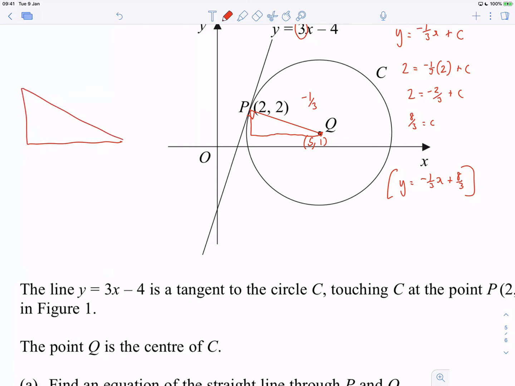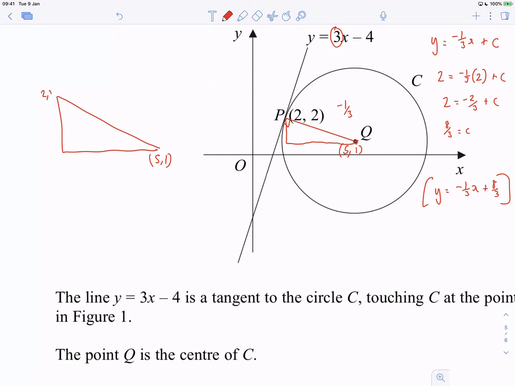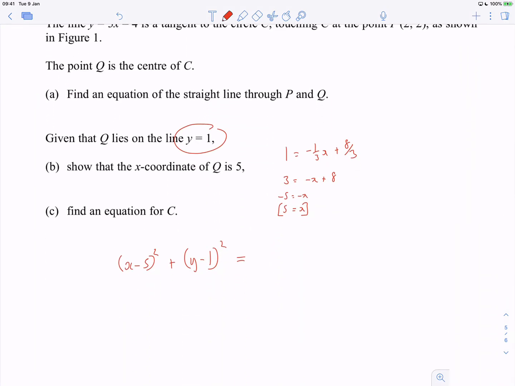So let's think about it. If this point is 5, 1 and this point over here is 2, 2, then from 2 to 5 means you've gone 3 along, and from 2 to 1 you've gone 1 down. So 1 squared is 1 plus 3 squared is 9, 1 plus 9 is 10, so this is root 10. So the radius is root 10, so r squared is just going to be 10. So the equation of this circle is x minus 5 all squared plus y minus 1 all squared equals 10.